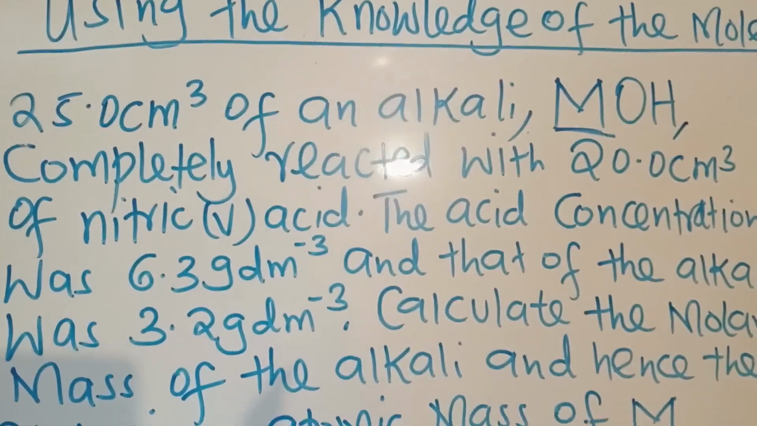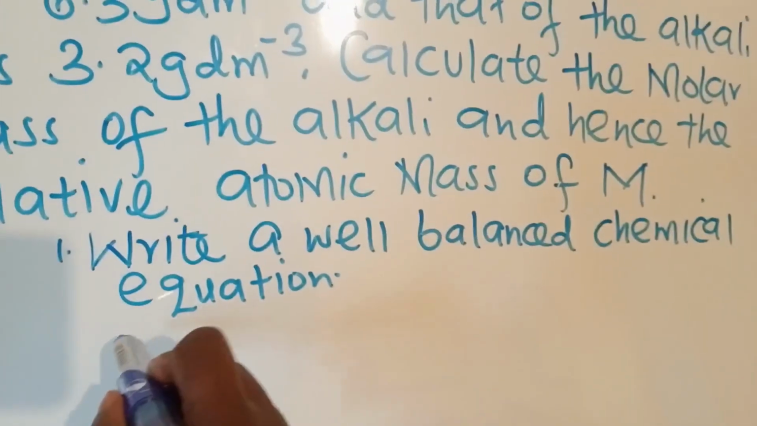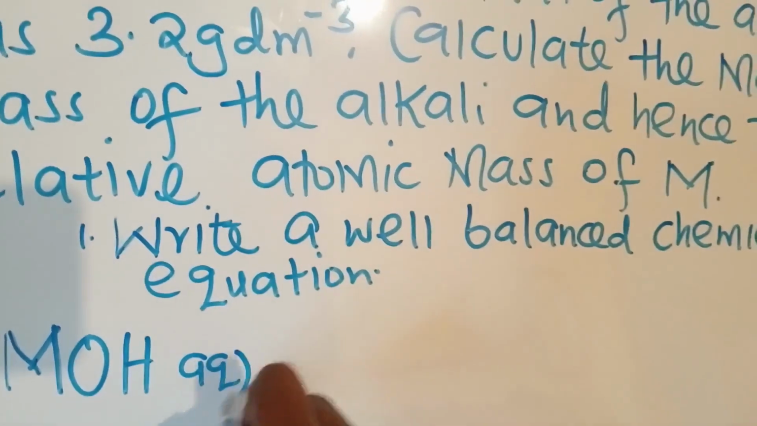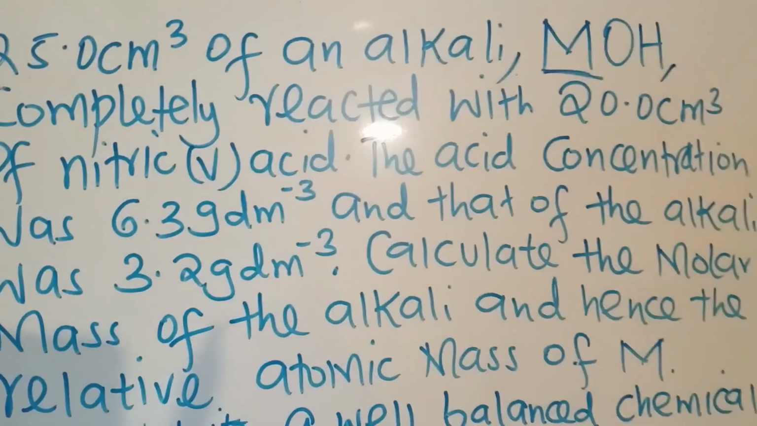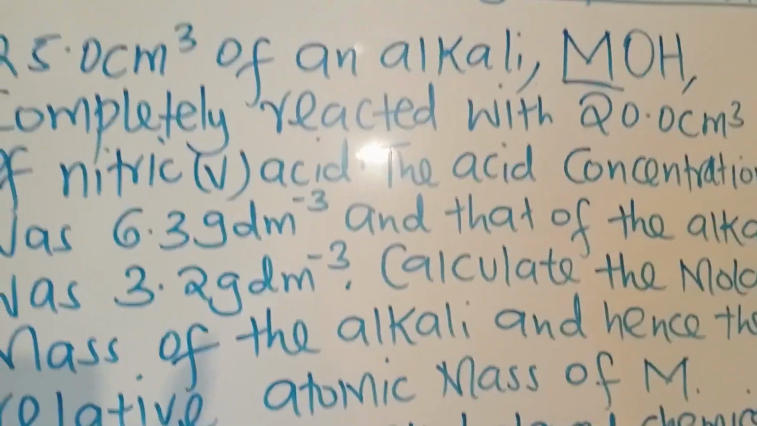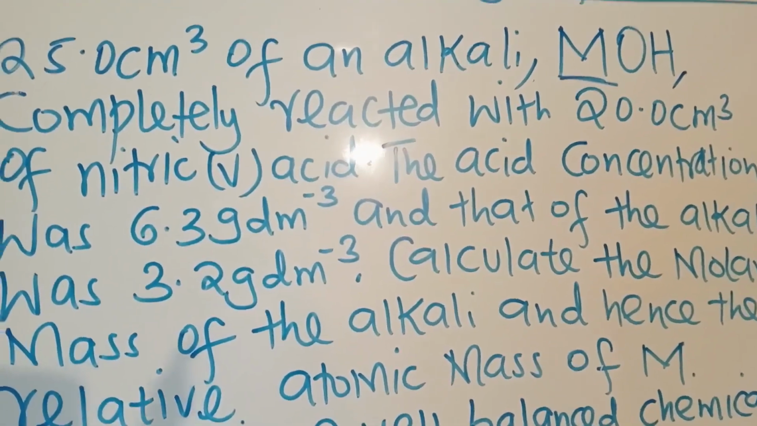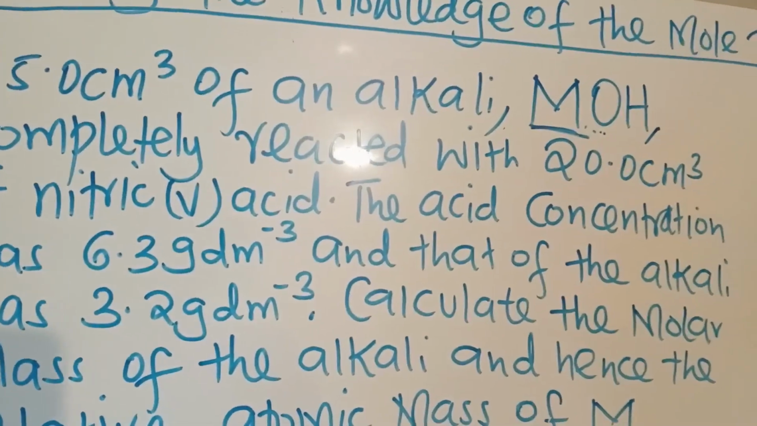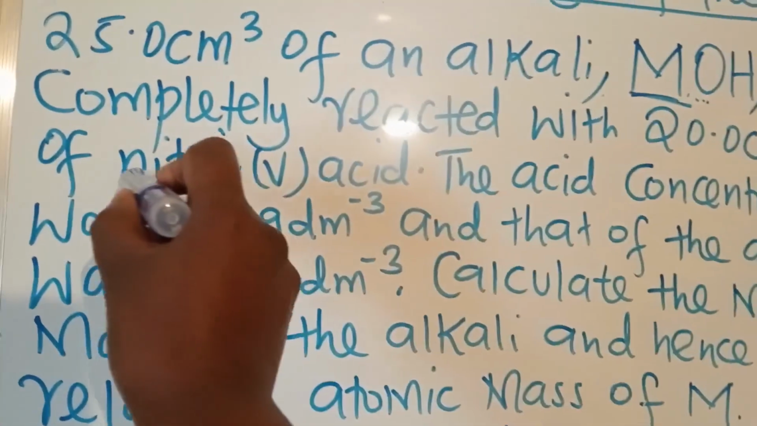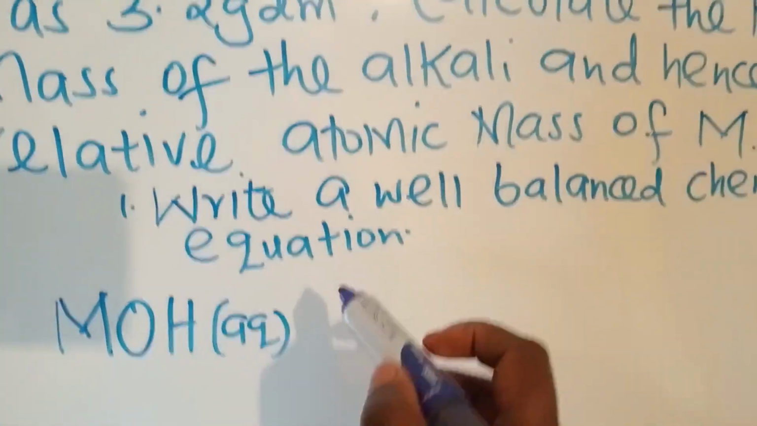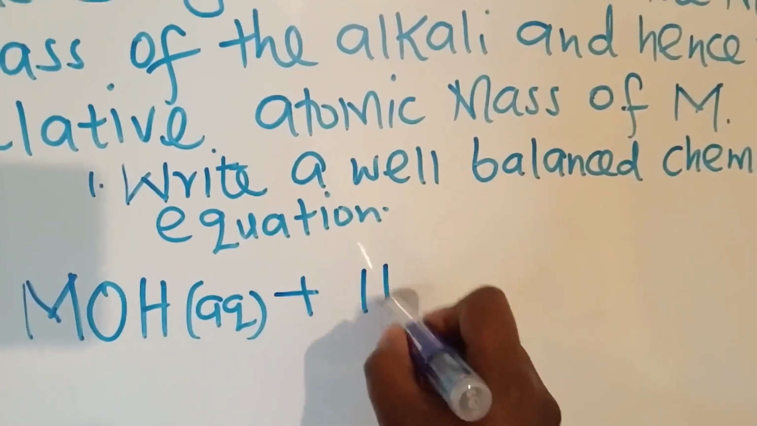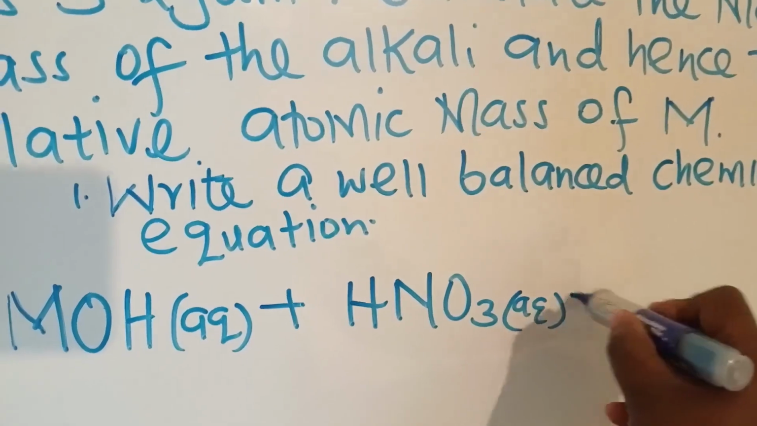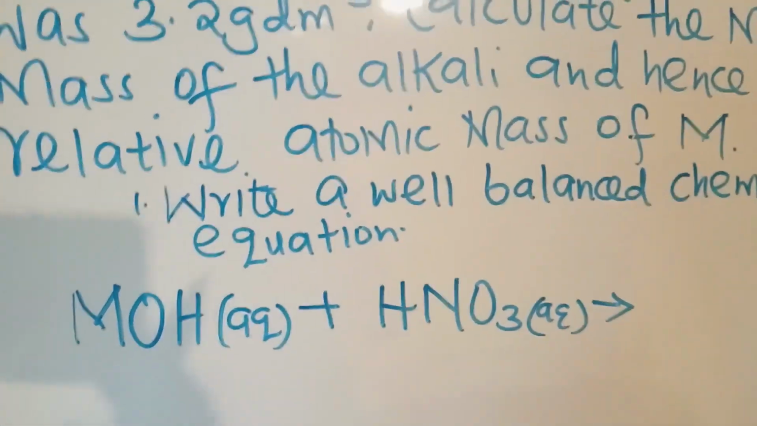So the reaction is between an alkali, and the alkali is capital MOH. If it is an alkali means a soluble base. So if it is soluble, remember we talked of anything that is soluble is in the aqueous state. So that is the MOH, completely reacted with 20 centimeters cubed of nitric 5, so plus nitric acid, an acid again is in the aqueous state.